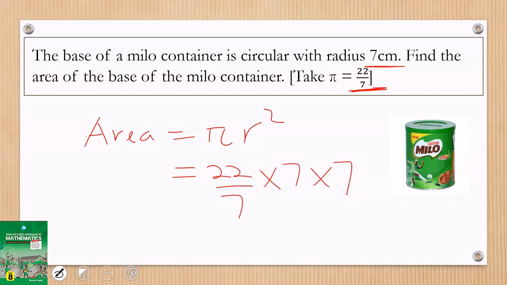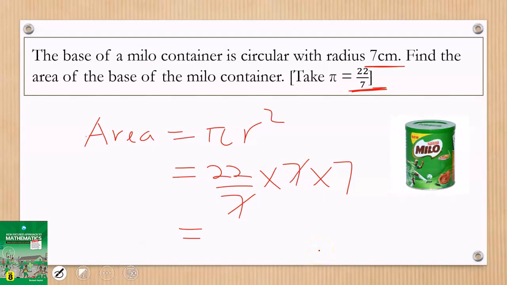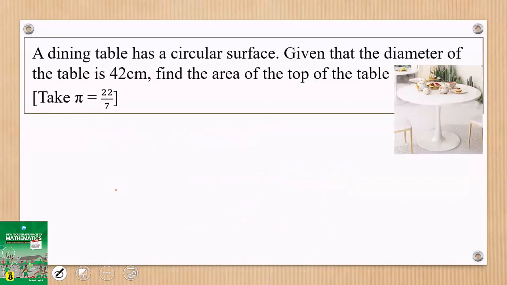That is 7 squared. Now with a simple cancellation here, we can just divide this by that. And then we have 22 times 7. And with 22 times 7, our answer will give us 154. And the unit we are dealing with is centimeters. And because it's area, we say centimeter squared. And that is the answer to the first question. Let's take another example and see.